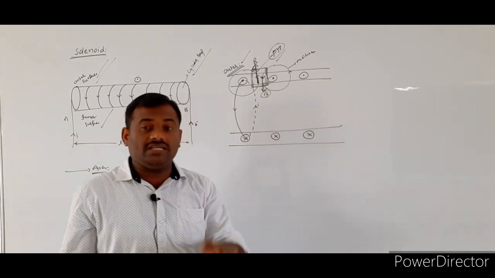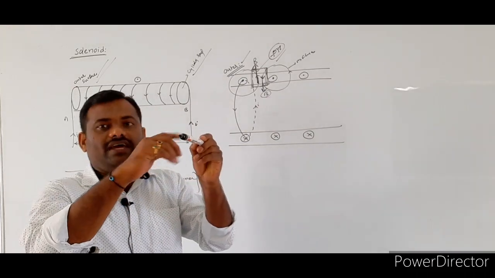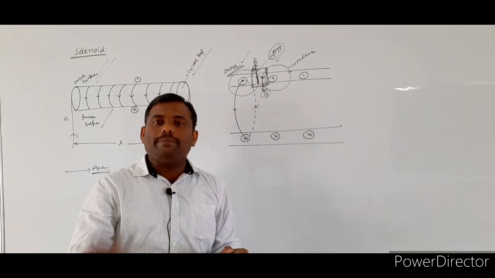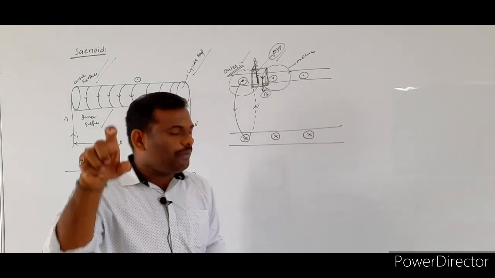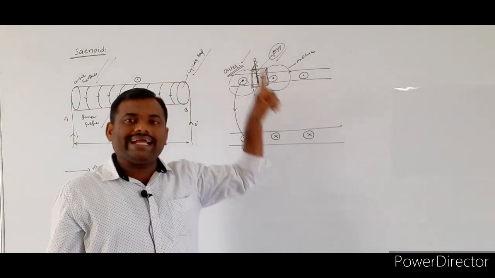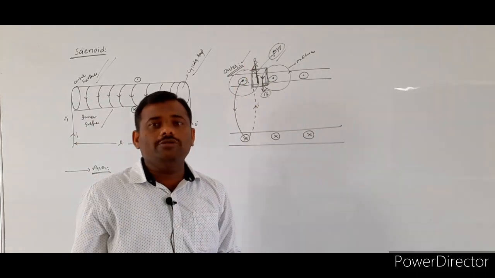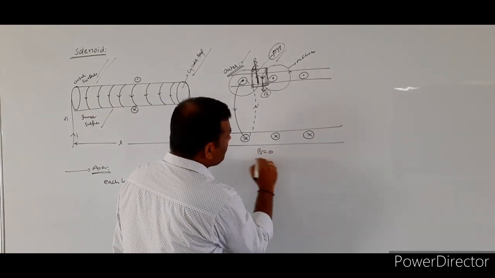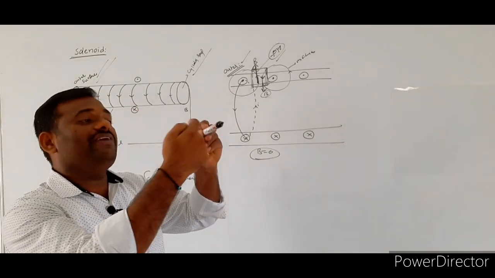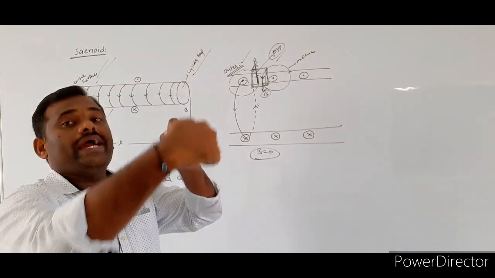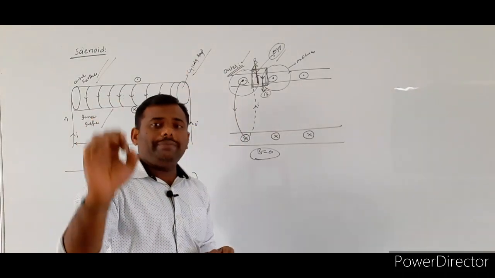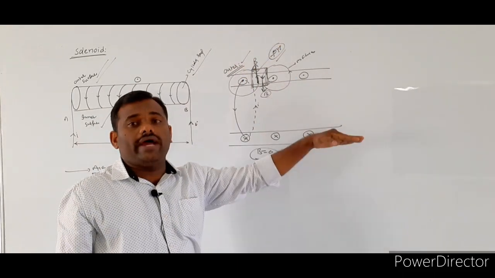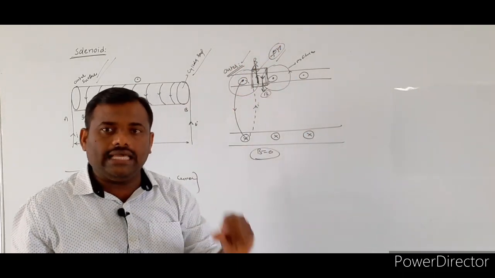So this is the explanation why at the outer surface, at the bottom surface of the solenoid, the magnetic field does not exist. The magnetic field formed by the adjacent loops gets cancelled together. That's why the magnetic field intensity around the solenoid will be equal to 0.